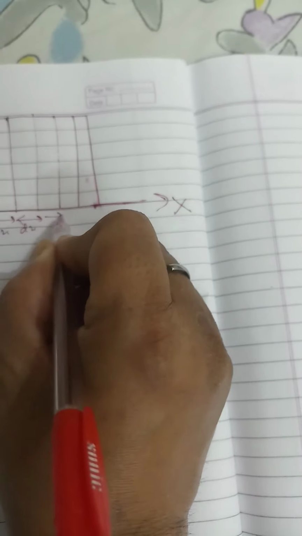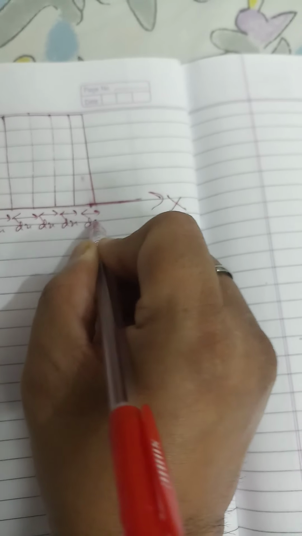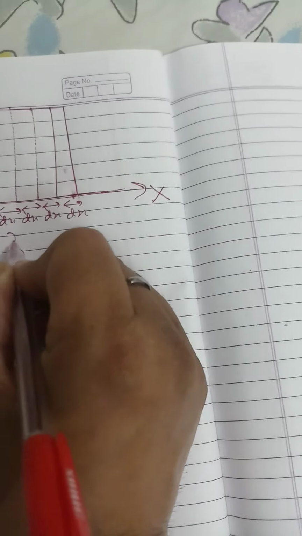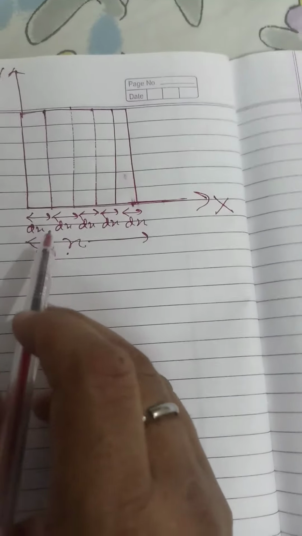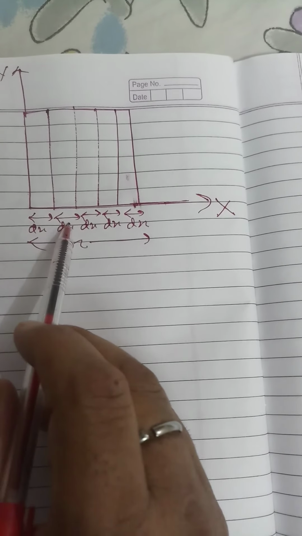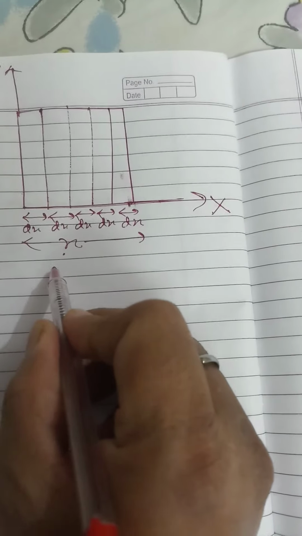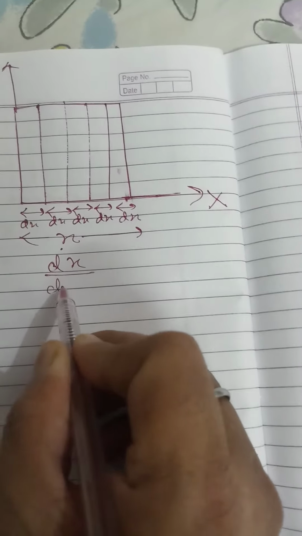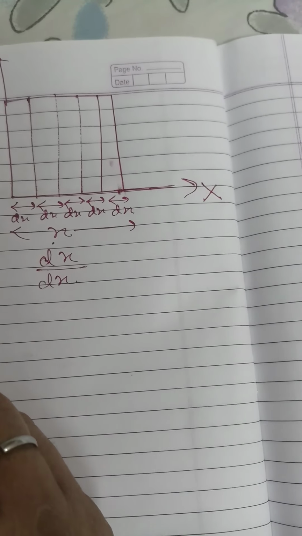dx, dx, dx, and this is dx. It means if this value is, say, x, then I have divided this x into equal intervals dx, dx, dx, dx and dx. So I can say I have differentiated the x axis with respect to the small unit dx. Are you getting my point or not?